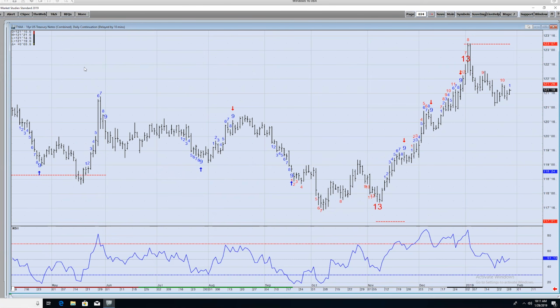This is special software that needs to be purchased separately. It can be purchased through Bloomberg. It can be purchased through CQG, which is the charting system I use.